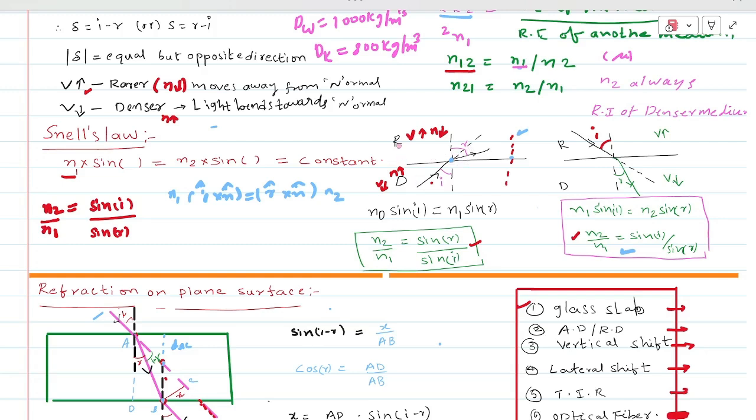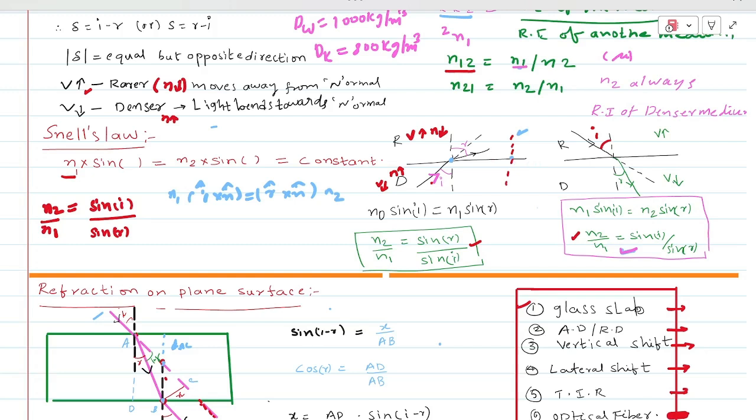When the light ray travels from denser to rarer, it is written as nd sin r equal to n1 sin r. Here nd means the denser medium refractive index, and n2 by n1 equals sin r by sin r. Whereas for rarer to denser, n2 by n1 equals sin i by sin r. This is Snell's law, given for this application, rarer to denser. This is the general explanation of refraction by Snell's law.